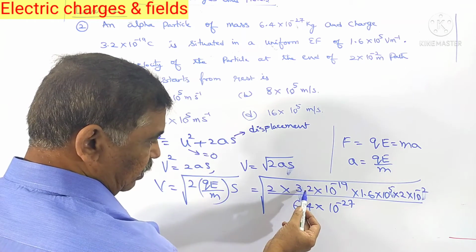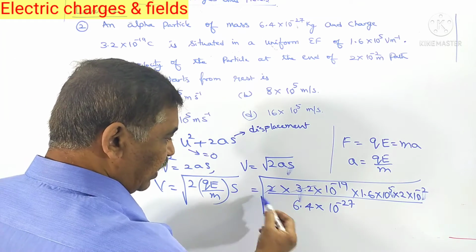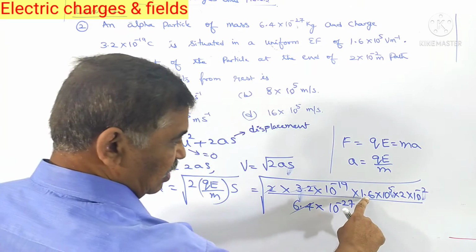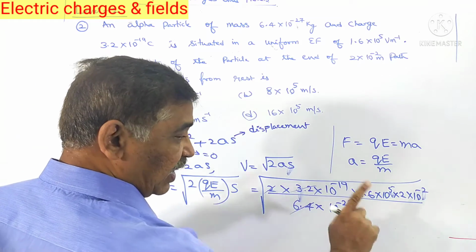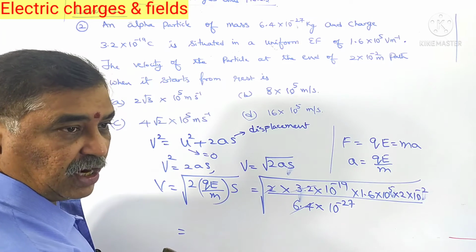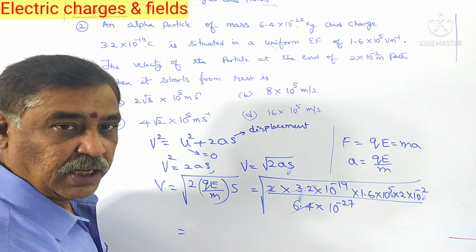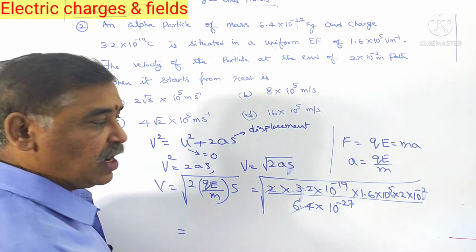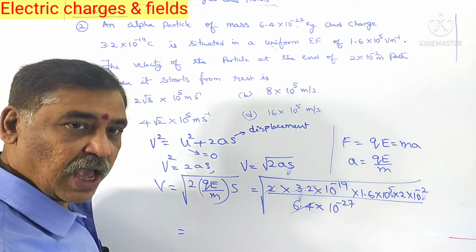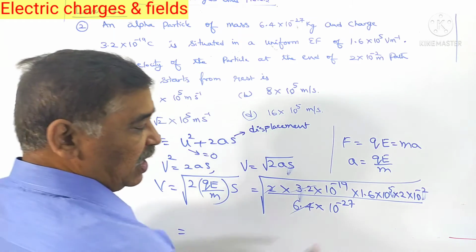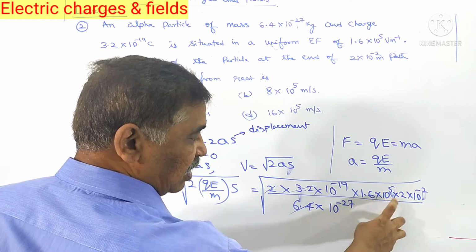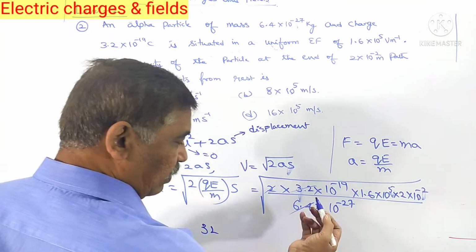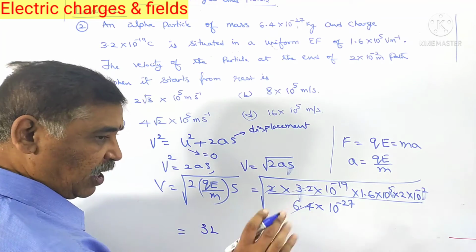Cancellations: 2 into 3.2 is 6.4, you cancel with 6.4 in the denominator. Now I make this 1.6 as 16. When you take fractional or decimal values, it becomes very difficult for simplification. Make it an integer, that will be easier for us to handle. So 1.6 into 2, I make it 16 into 2. By bringing 10 from here, it becomes 16. 16 into 2 is 32. Only that number will remain under the square root. That part I will do afterwards.